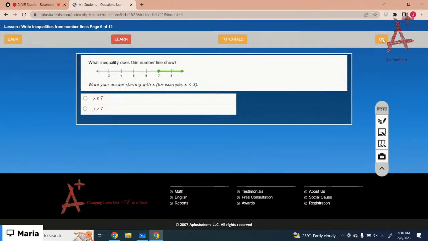What inequality does the number line show? So we have a filled in circle at 7. That means x can be 7. Also, the graph is pointing at the right hand side. That means x can be 7 and greater than 7. So it would be x is greater than or equal to 7. So the correct option is x is greater than or equal to 7.